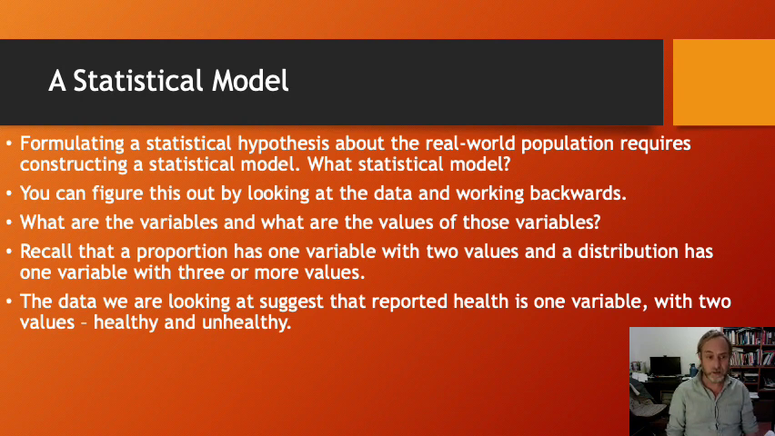So here we're talking about a simple proportion. It's 92% consider themselves healthy versus the 8% that consider themselves unhealthy. So that's one variable, health status, with two values, healthy and unhealthy. A distribution would have a variable with 3 or more values, for example, with marbles: red, yellow, green. That would require a distribution. So what we're looking at here is health, one variable, two values, healthy, unhealthy. So that's going to be a proportion.